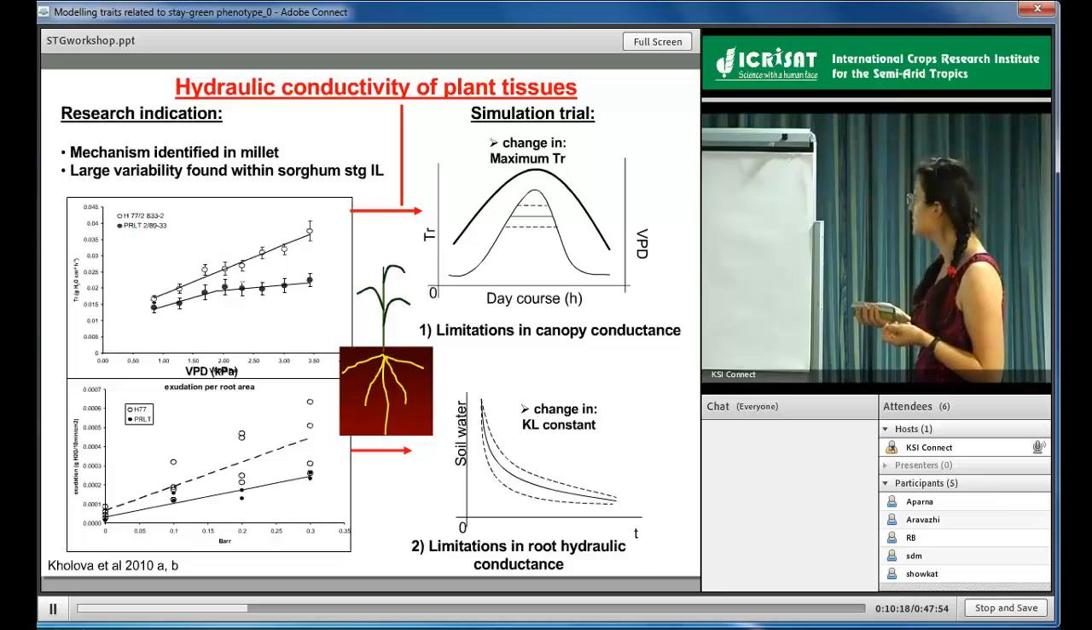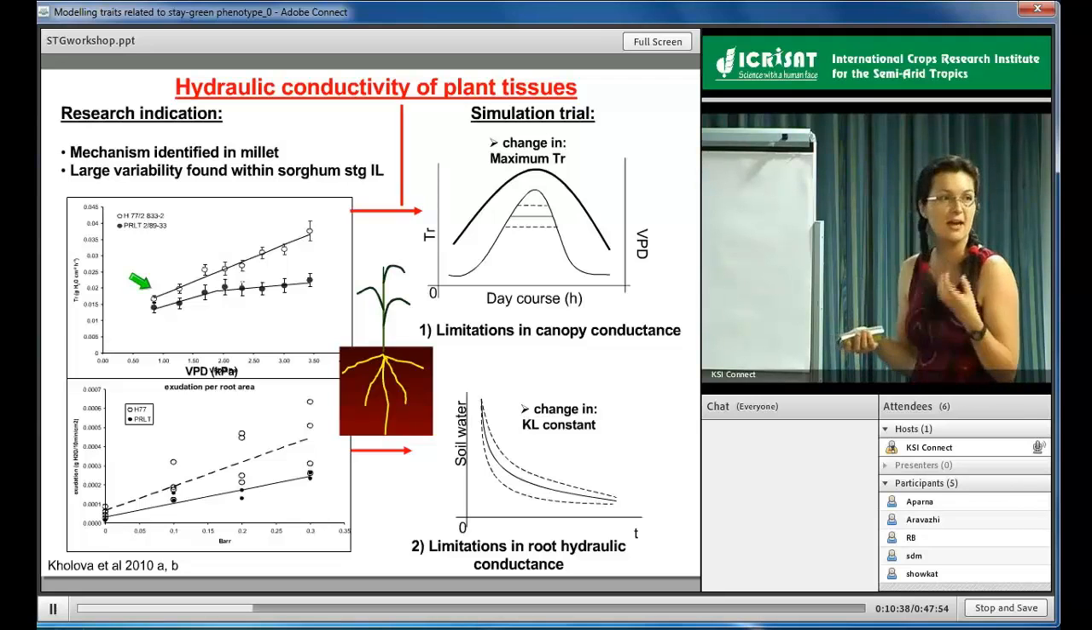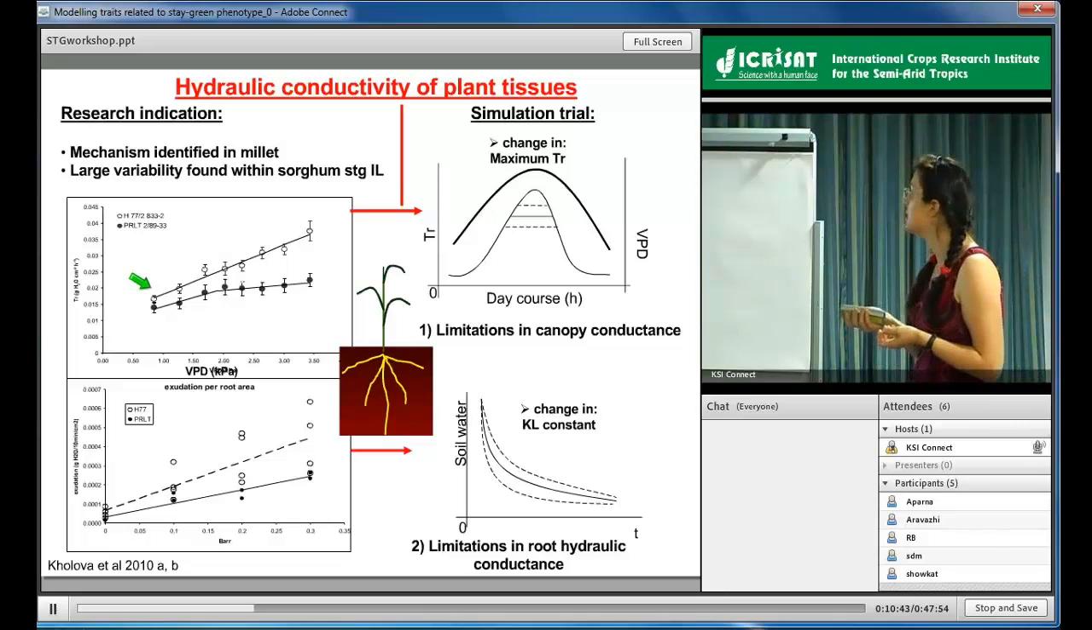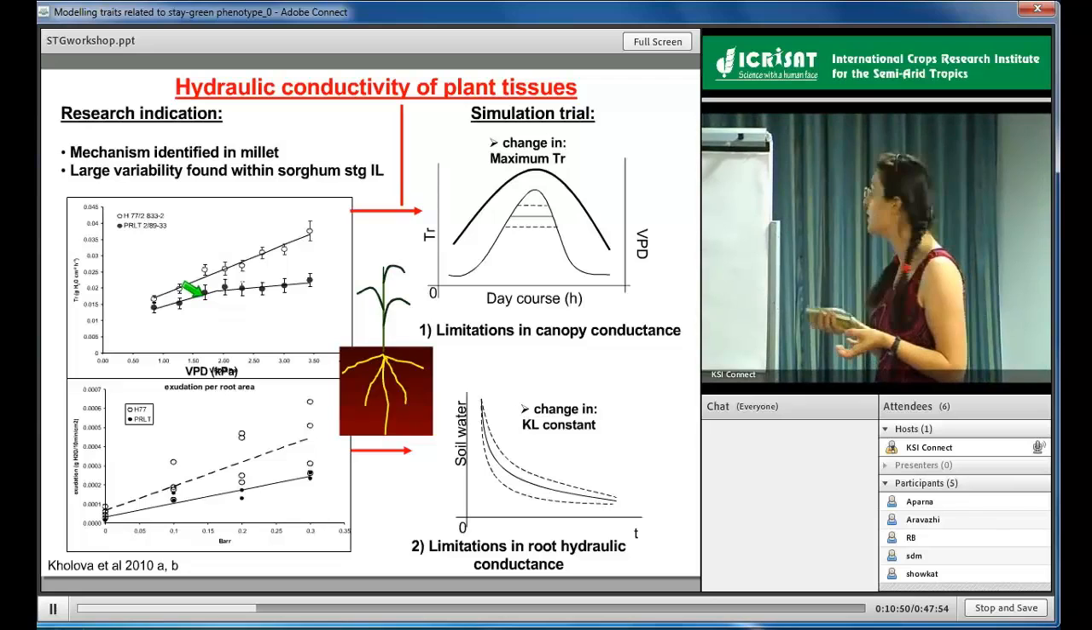So in pearl millet, we found such lines which were able to transpire proportionally to the increasing vapor pressure deficit. What I mean is that these lines were able to transpire at maximum even if the air during the midday was really hot and dry. But we also had such genotypes which were able to restrict their stomatal conductance if they were in the environment where it was really hot and dry.